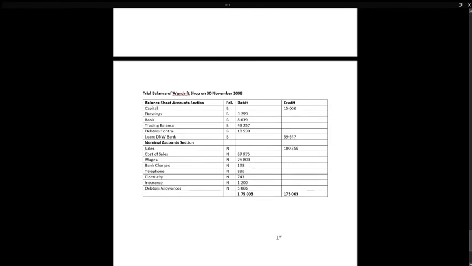I hope this was helpful and that you understand the general ledger and trial balance and accounting equation and the journals of credit sales a bit better.